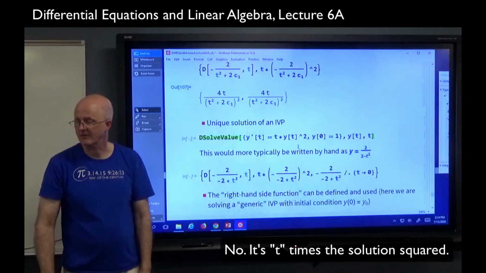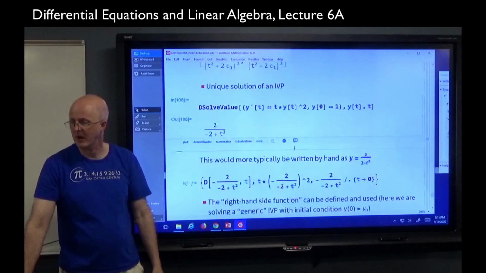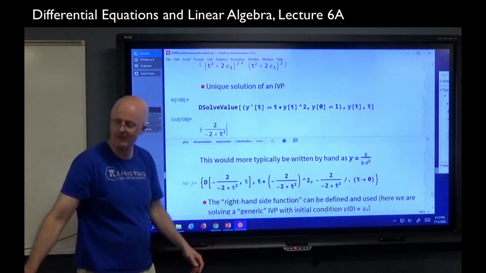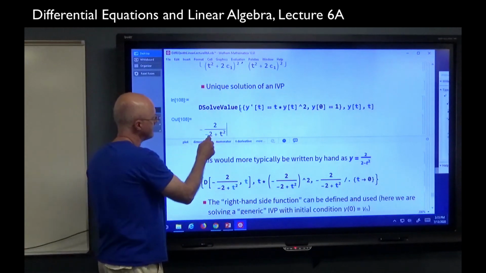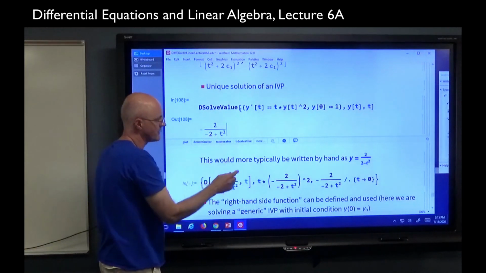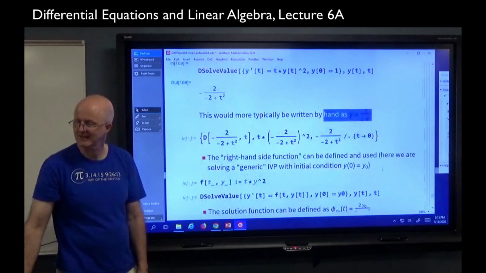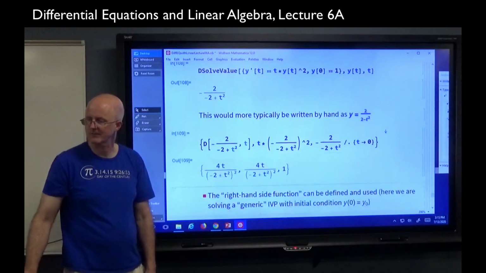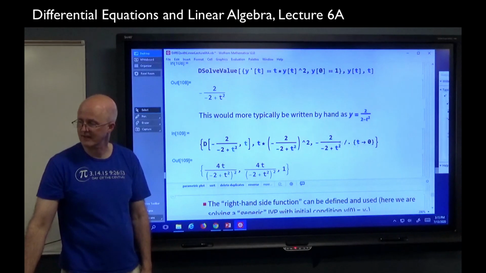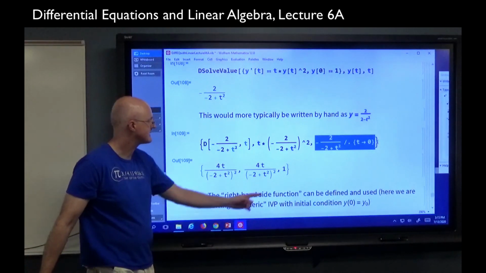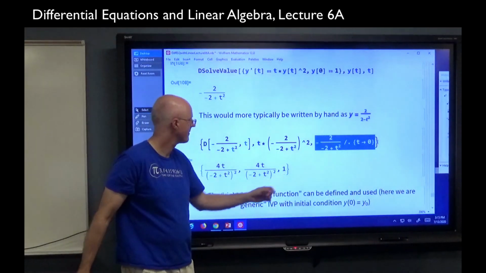You can do it with DSolveValue for initial value problem. Sometimes the output is funny in that more naturally you'd probably want to distribute this minus sign through the bottom and write it as the bottom is 2 minus t squared. That's what I'm just mentioning here. We'd more likely write it by hand like that. And we can check that it's a solution. And I also check that it satisfies the initial condition by doing this syntax. I plugged in t equals 0 to see that y of 0 does equal 1.